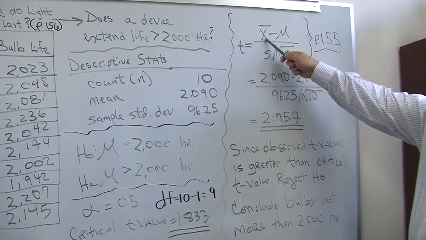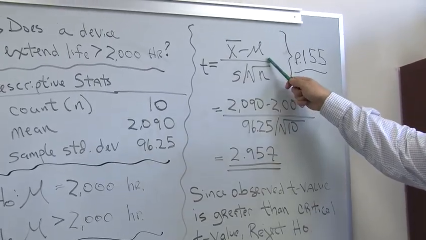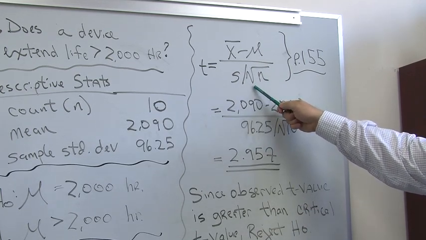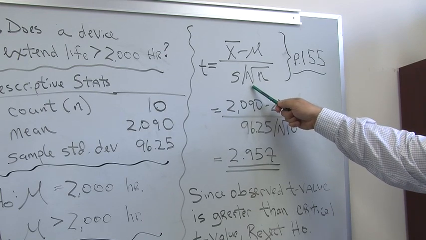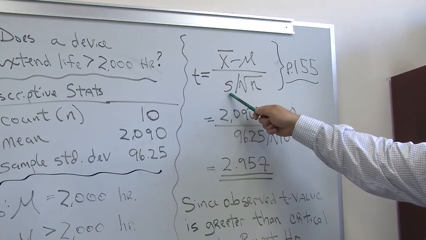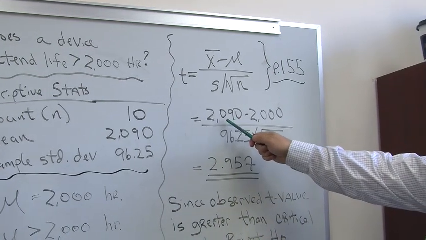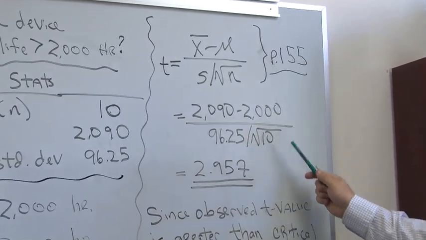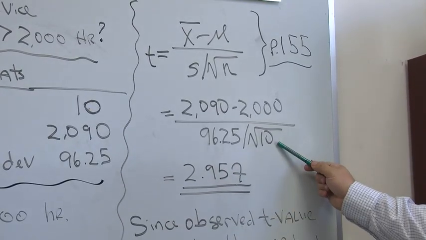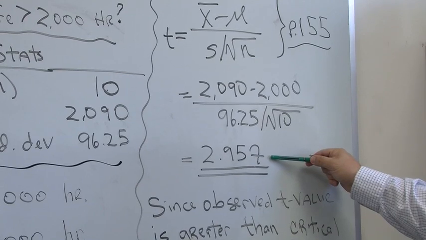The observed sample mean, as we reported, was 2,090 hours. The hypothesized life of the light bulbs at this point is 2,000 hours. And then our denominator is just the standard error of the sample, which is s divided by the square root of n, where our sample standard deviation is 96.25 and our sample size is 10. So we insert the numbers: 2,090 minus 2,000, divided by 96.25 over the square root of 10. That gives us an observed t-value of 2.957.